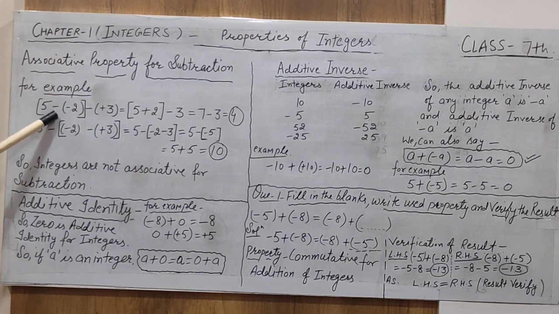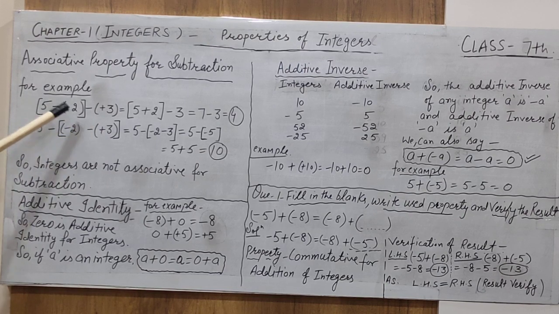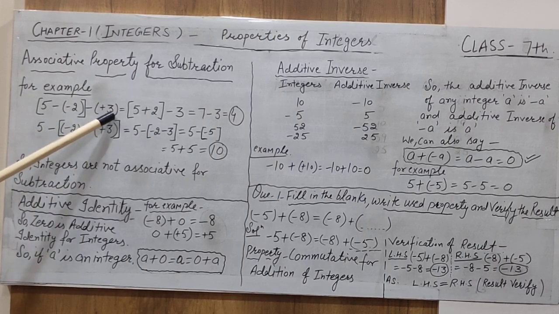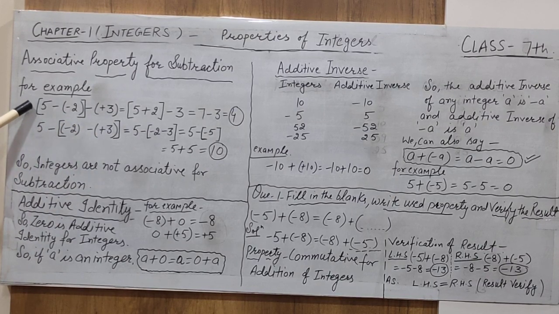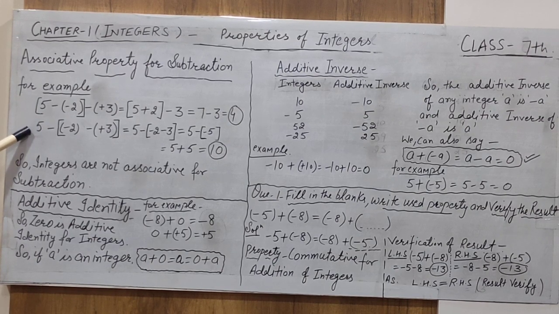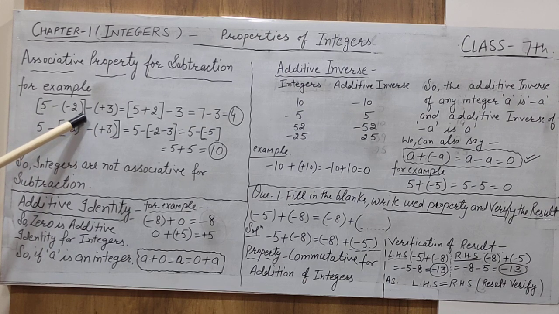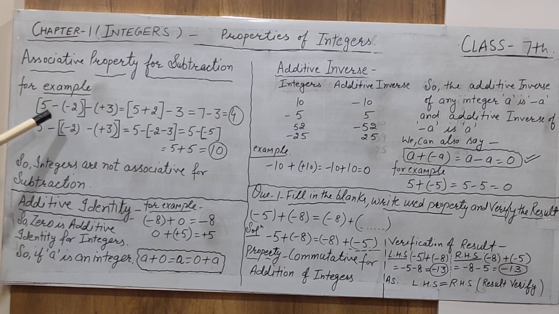Now place a negative sign between three integers: 5, -2, +3. Okay, in the first case, we are not going to change the position of the numbers. We have to make different pairs. First we have to use this bracket for the pairing of the integers. So the first place is filled with the 5 and the second place is filled with the -2.